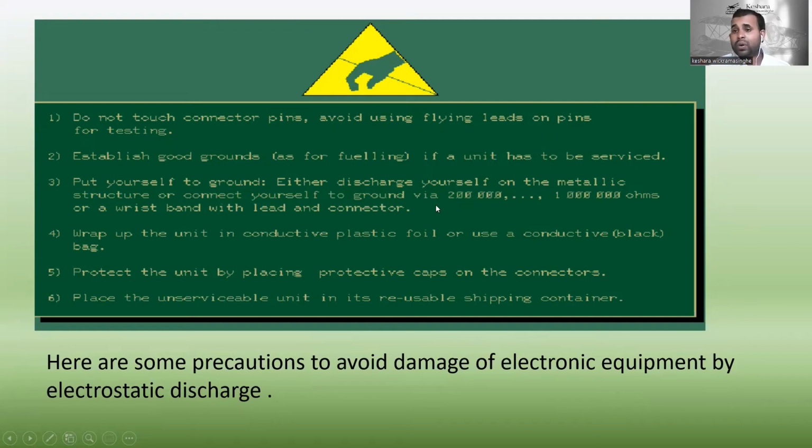So normally when we work with the avionics compartment, avionic items, it means avionic line replacement units, we use a wristband, right, to avoid the static discharge, right? Static energy is happening in our body, right? So wrap up the unit in conductive plastic foil or use a conductive black bag. Protect the unit by placing protective caps on the computer connectors, and place the unserviceable unit in its reusable shipping containers, right?